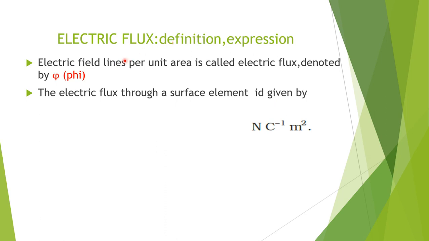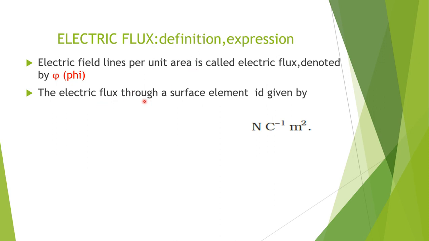Electric flux is electric field lines per unit area. Electric field lines per unit area is called electric flux. It is denoted by the Greek letter phi. Phi is the notation used for electric flux. It's a very important term, electric flux, which is electric field lines per unit area.